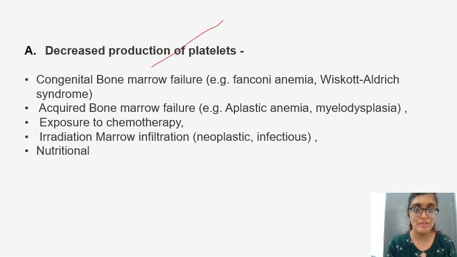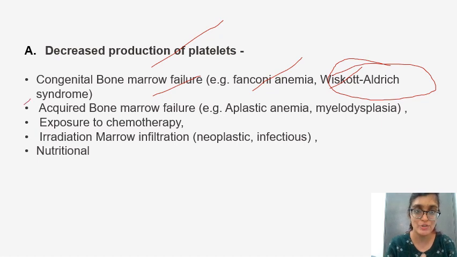So decreased production of platelets, that is congenital bone marrow failure, such as Fanconi's anemia and Wiskott-Aldrich syndrome. So what is the triad of Wiskott-Aldrich syndrome? I'll give this to you as homework. Find out and read. Acquired bone marrow failure includes aplastic anemia, myelodysplasia, exposure to chemotherapy, irradiation, marrow infiltration by neoplasm or infectious diseases, and nutrition.